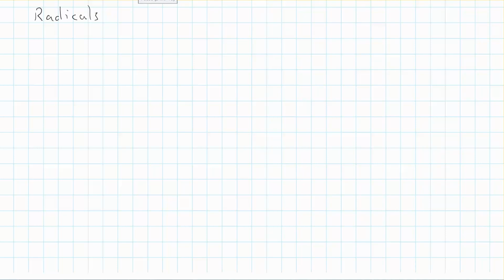In this review video, we're going to look at radicals. A quick example, just to remind us what we mean when we're talking about radicals, for instance, the square root of 4, which of course we know is just equal to 2. And then we have more than just square roots; we have radicals of all sorts of powers.